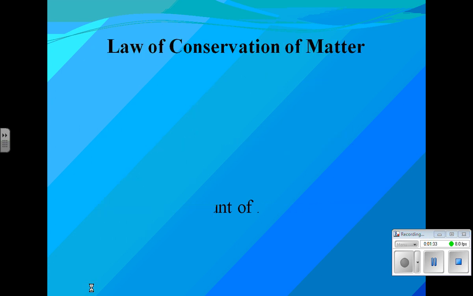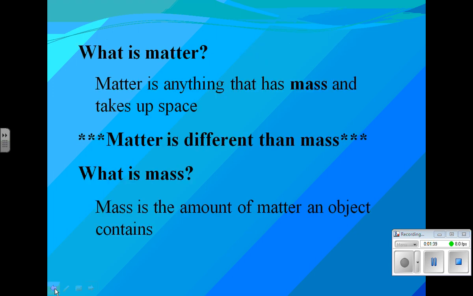All right. So, the law of conservation of matter. Hopefully you did get those two statements written into your notes. Matter is anything that has mass and takes up space. Mass is the amount of matter an object contains. If you need to pause this to get these written into your notes, then please do that.